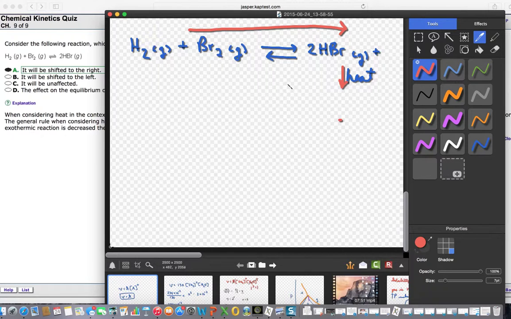I'll produce more HBr. So in an exothermic reaction, cooling the reaction helps us get more, but it slows the reaction down. In an endothermic reaction, increasing the temperature helps us get more and it speeds it up.